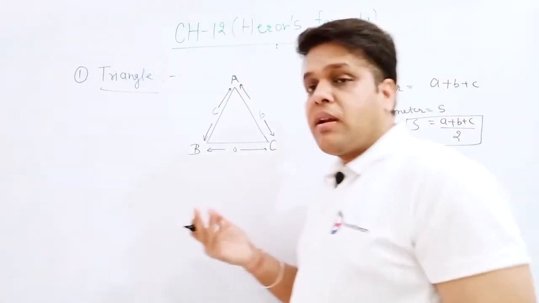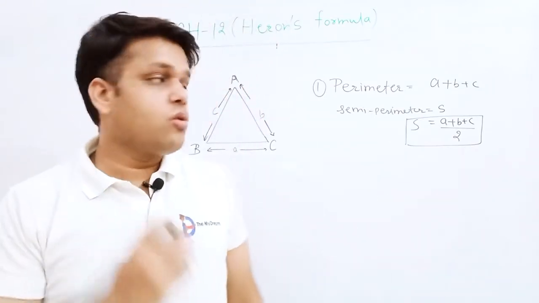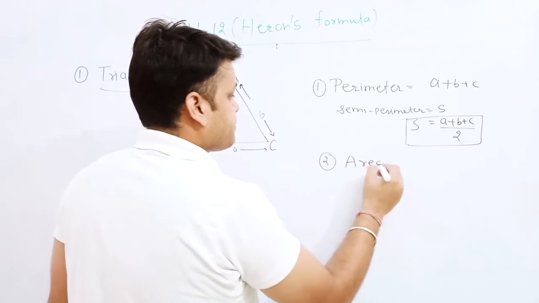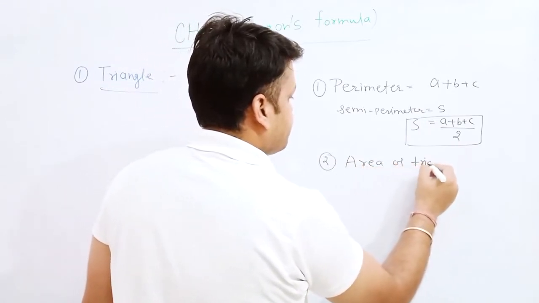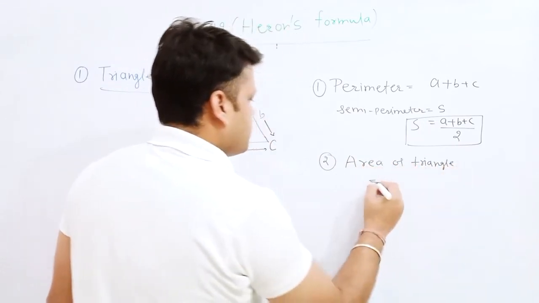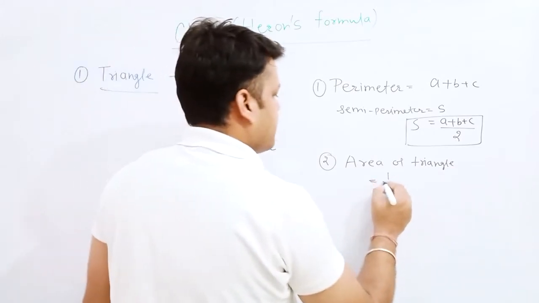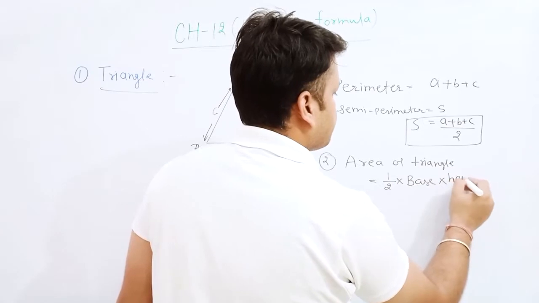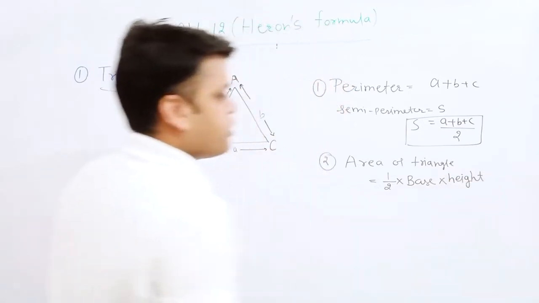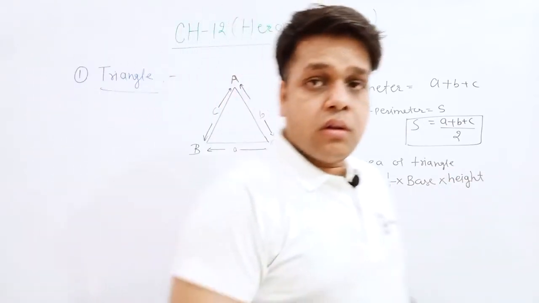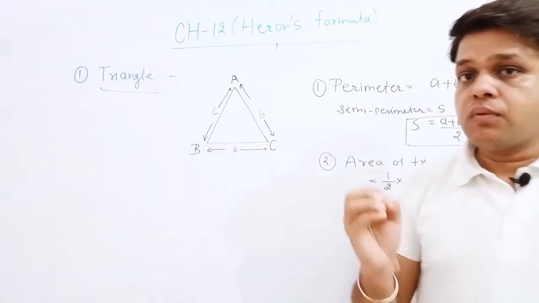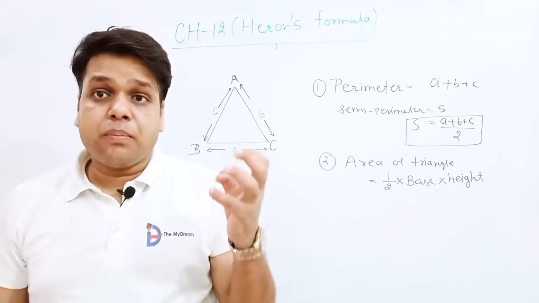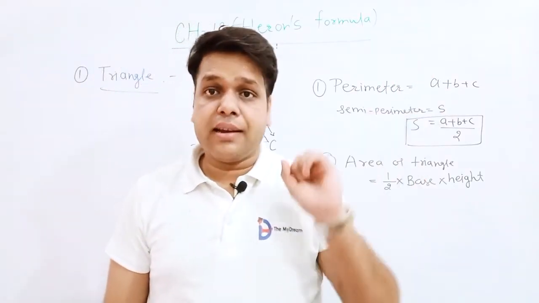Now the second formula, which you all know, is the area of a triangle. You all know the area of a triangle is half into base into height. Now the question arises here, what do you mean by the base? What do you mean by the height? So guys, we are discussing from the basic level to the higher level.